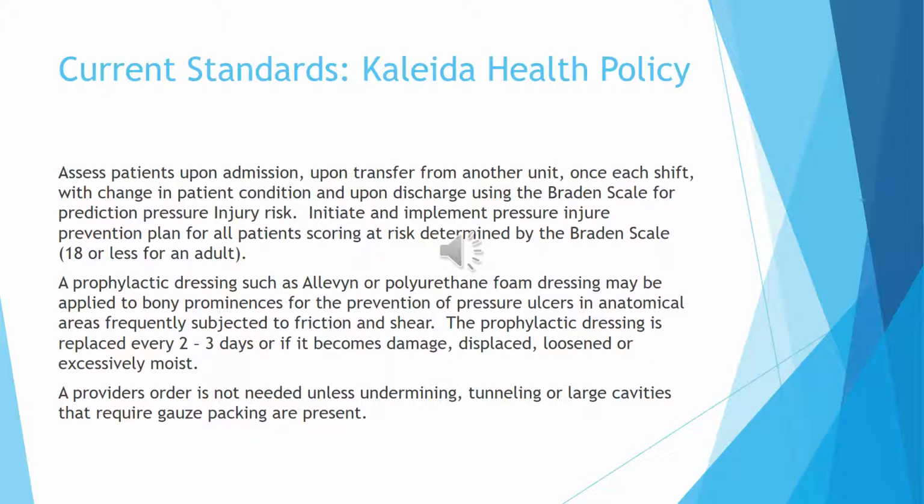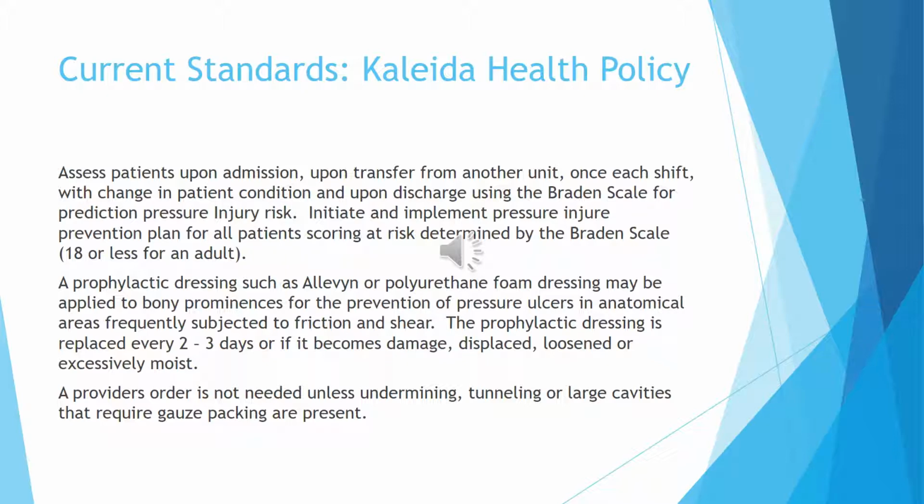Kaleida Health assesses patients upon admission, upon transfer from another unit, once each shift, with change in patient condition, and upon discharge, using the Braden scale for predicting pressure injury risk. We initiate and implement a pressure injury prevention plan for all patients scoring at risk, determined by the Braden scale of 18 or less for an adult.